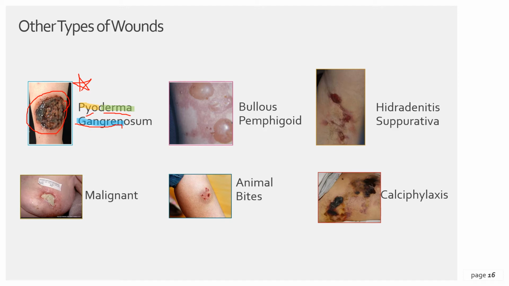Very, very painful. Bullous pemphigoid usually presents as different blisters and eruptions, usually over a large surface area. It's usually treated with steroids.